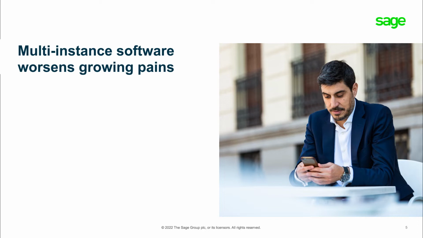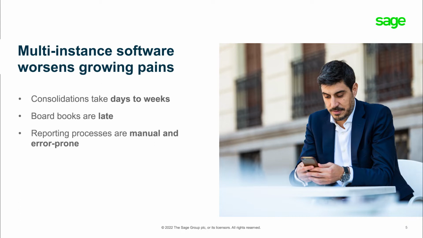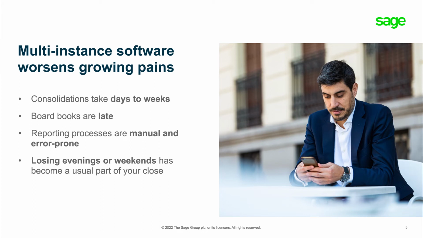You do manual reconciliations in Excel, and you're experiencing chart of accounts drift. And the symptoms of this are consolidations take days to weeks, board books are late, inter-entity transactions and eliminations are manual and error-prone, multi-currency reporting is also manual and error-prone, and losing evenings or weekends has become a usual part of your close. And there are some hidden costs as well.